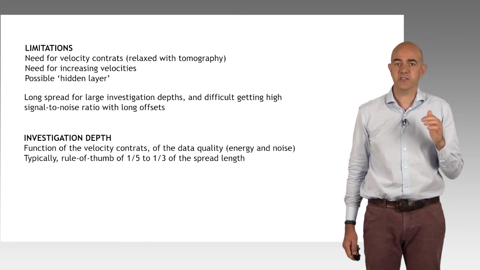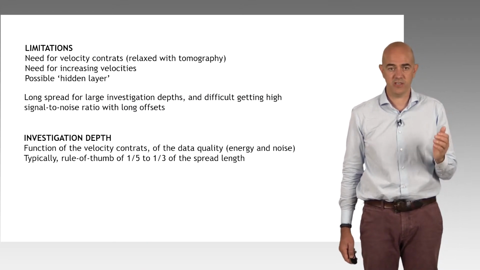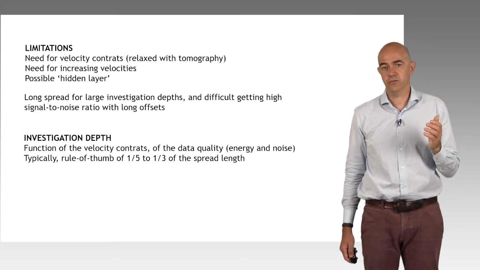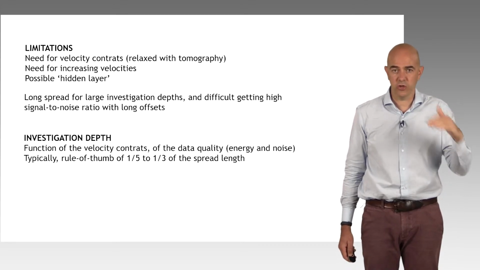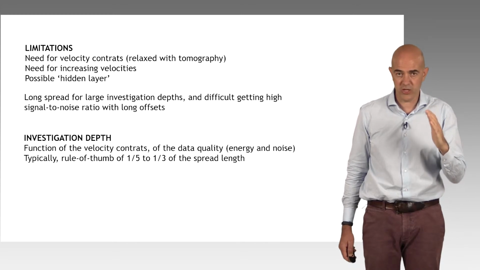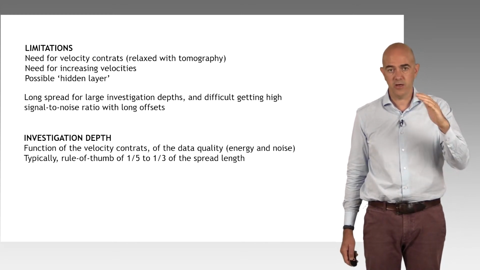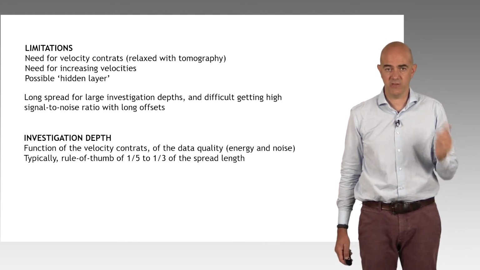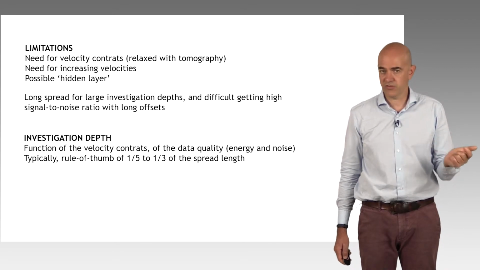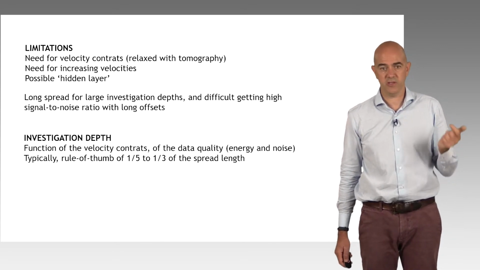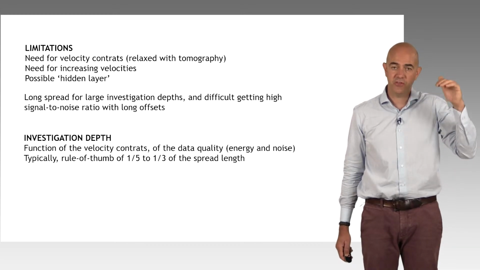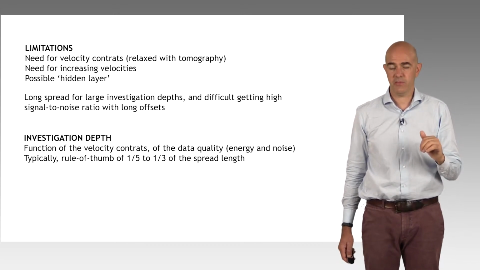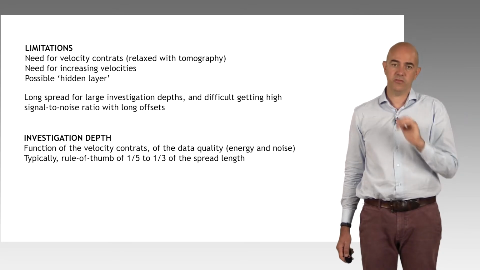The limitations of this technique, the SH refraction technique, are associated to the fact that we need refractions at the surface. So in some cases we need contrasts if we want to interpret data finding linear portions and branches of the travel time offset curves. This constraint can be relaxed a bit if we use tomography techniques. But in general we need an increase in velocity with depth. If the velocity does not increase with depth, the energy does not come back to the surface.